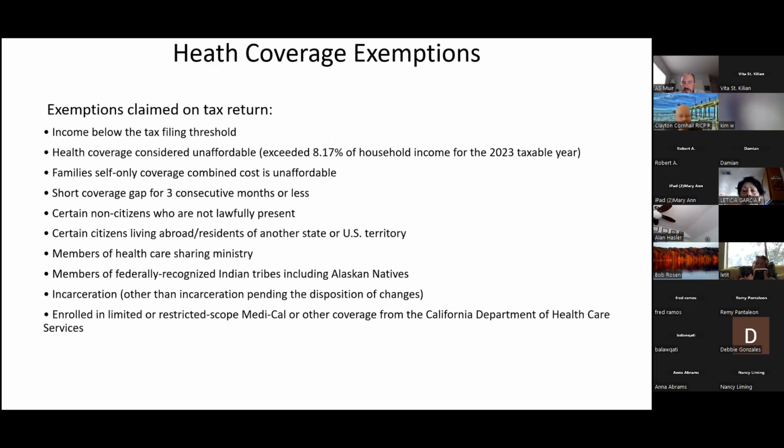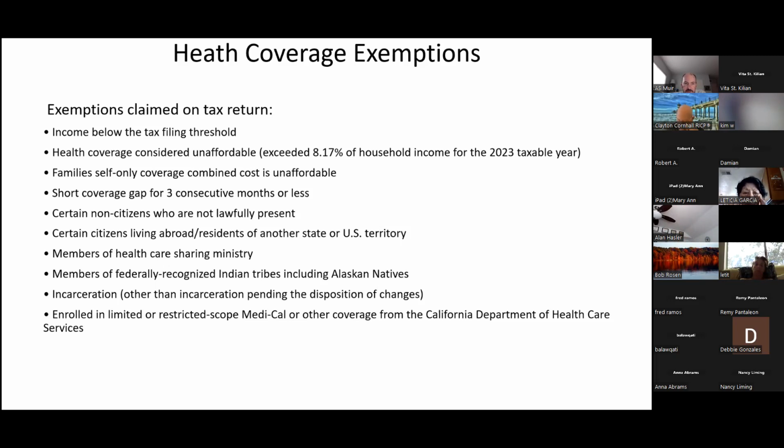So here are some exemptions that can be claimed on a California tax return. You've got individuals who can't afford it. In some examples, I don't think I've ever prepared a return for a minister. I prepared a return for a retired minister, but again, if you're a member of what is called a healthcare sharing ministry, then that's something you get an exemption for. We do have individuals who are Native Americans, and they can find an exemption. I've dealt with a lot of incarcerated individuals.